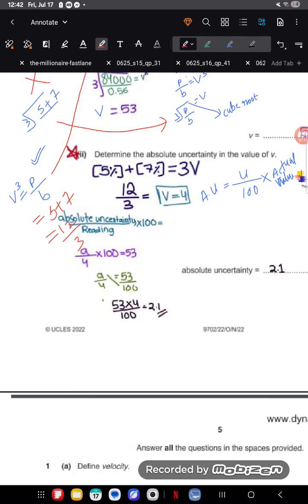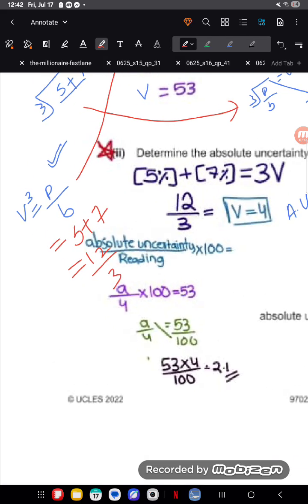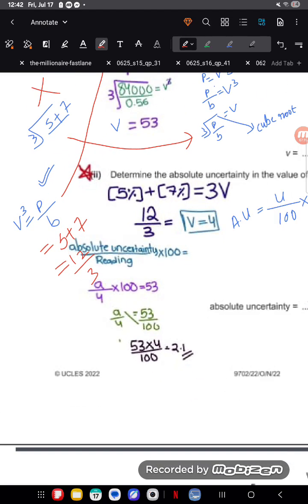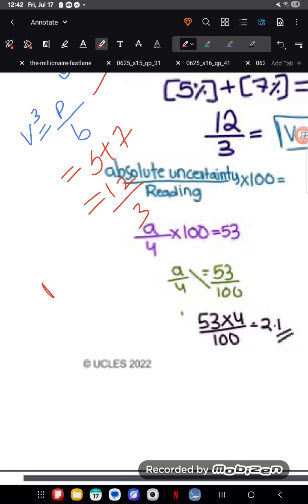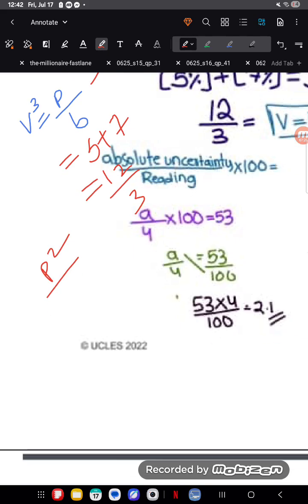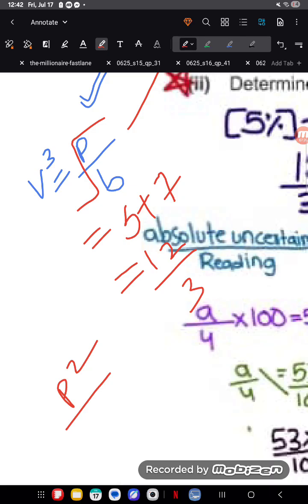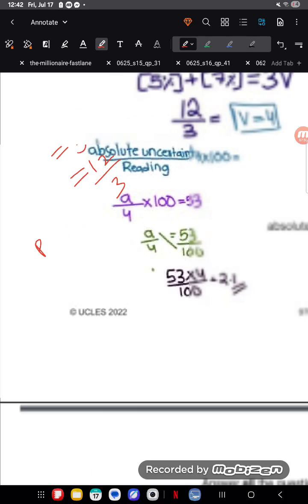The reason for dividing by 3 is because this is a cube root. Now don't say you told me that when it is a power, you have to multiply. You are making V the subject. When you make V the subject, this will come here and it will become a cube root, right or wrong? Yes or no? So it will be a cube root. When there is a cube root, you have to divide by 3, because you are making V the subject.